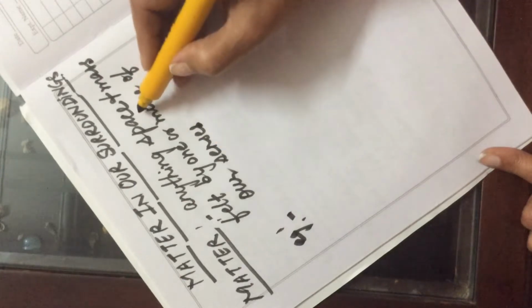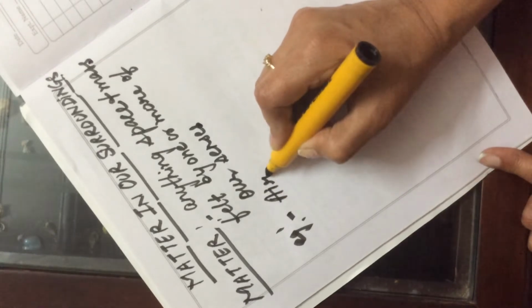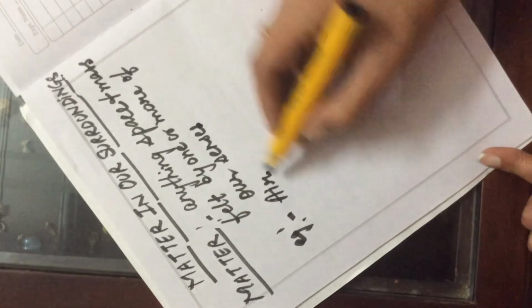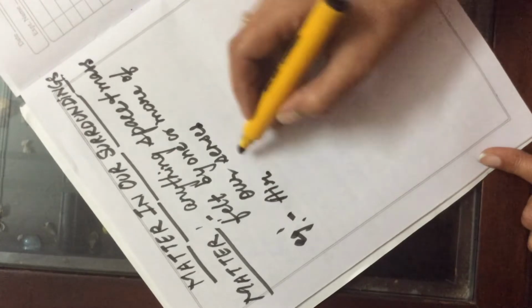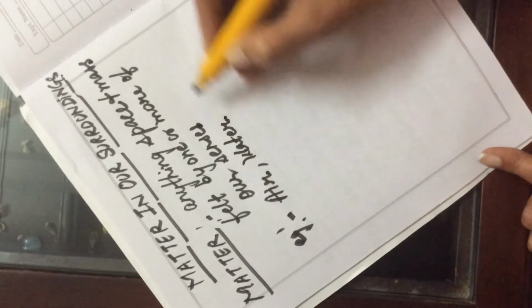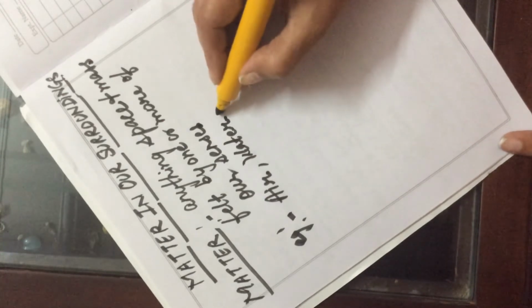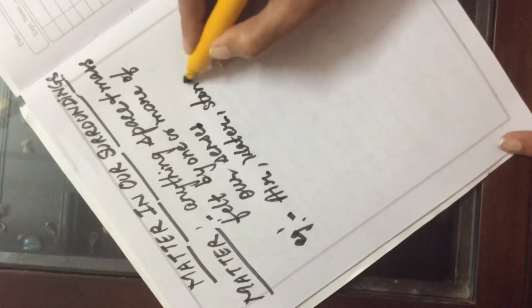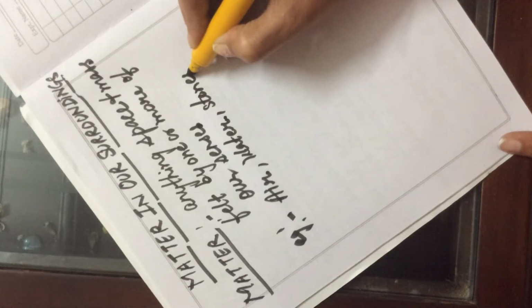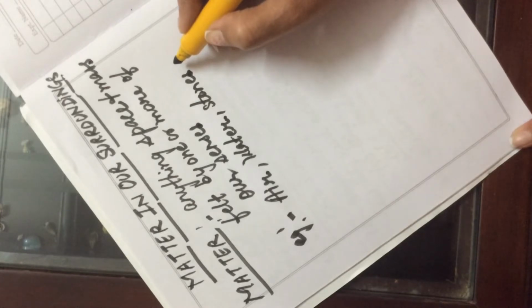Example of matter. Anything that occupies space, for example, air. It occupies space and has mass. Water occupies space and has mass, so this is matter. Stones, plants, animals, wood, etc. All these are examples of matter.